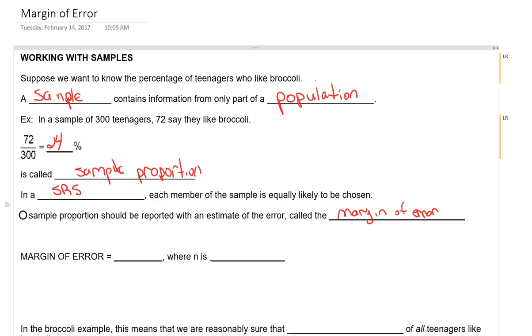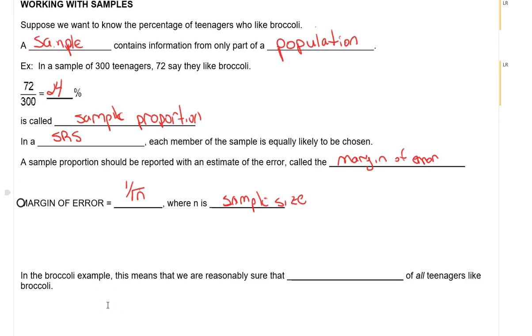Now, how do we calculate the margin of error? The margin of error is given by a real simple formula: 1 divided by the square root of n, where n is the sample size. So if we go back to our broccoli example, we need to calculate this. We had 24%, right? That was our sample proportion, plus or minus our margin of error, which is going to be 1 divided by the square root of 300.